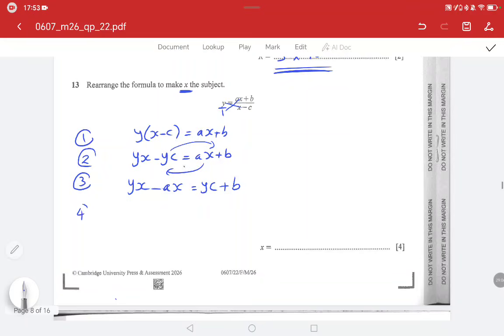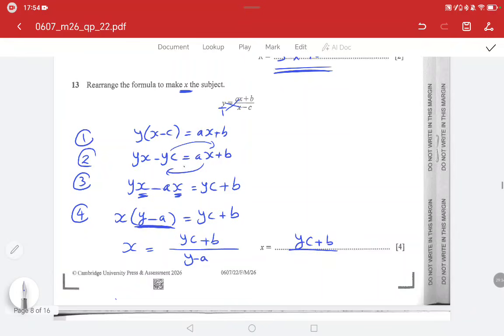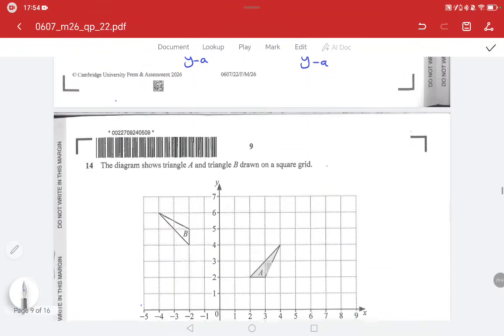Now, last step, you need to factorize, because I need one x in my equation. To factorize, here is x, so inside the bracket will be y minus a, equals yc plus b. So x equals, you have to divide both sides by y minus a. So this is the final answer. I will write it here: yc plus b over y minus a. Okay, 4 points, 4 marks.